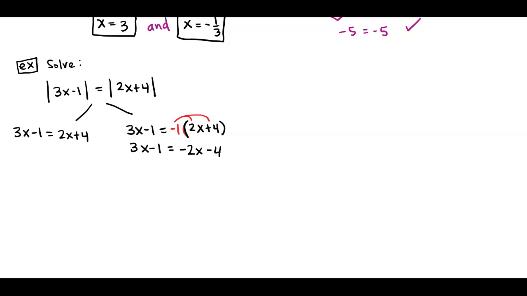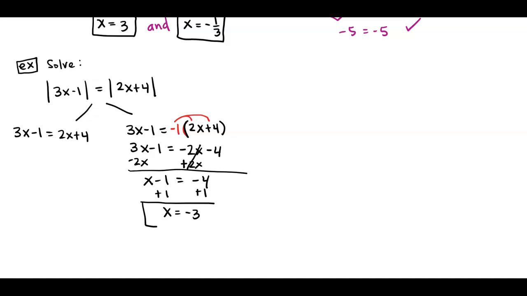And now we're going to get our x's on one side. So I'm going to add my 2x over to the left side. So we get x minus 1 equals -4. And then I'm going to add my 1 over. So x equals -3. Okay, so there's one of my solutions. Now let's figure out the other one by solving the other equation. So go ahead and solve that one and see what you come up with.